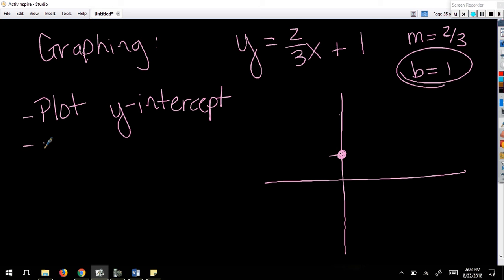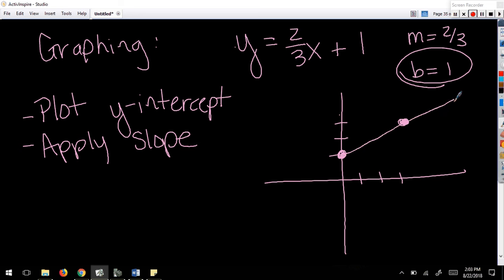Now apply your slope. Two-thirds slope means go up 2, 1, 2, and over how many? Yep, 3. Up 2, over 3. Positive slope should always look like an uphill. Negative slope should look like a downhill.